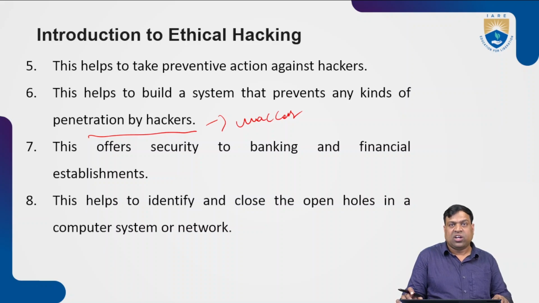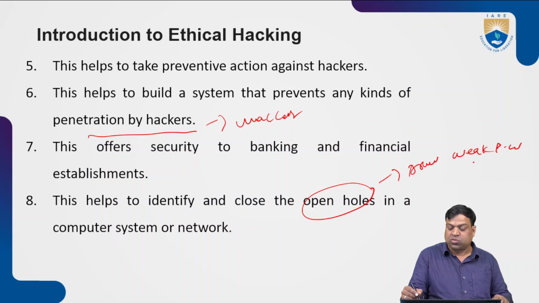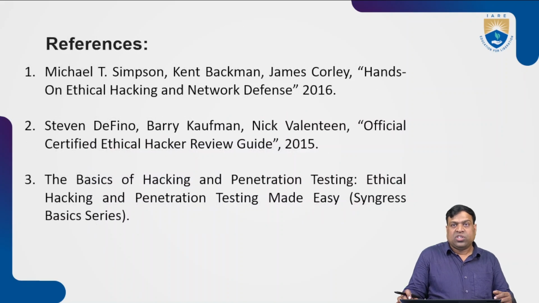is unauthorized access. And security for banking and financial establishments is very, very important, and to identify and close the open holes in a computer system or network. Open holes means, what are the drawbacks there? Some weak passwords or open Wi-Fi's. These are very dangerous. So an ethical hacker can find what open holes are in the computer, and they can give the report to the organization about what loopholes are there. Some weak passwords or open Wi-Fi's with no passwords, like this. So these are the references.